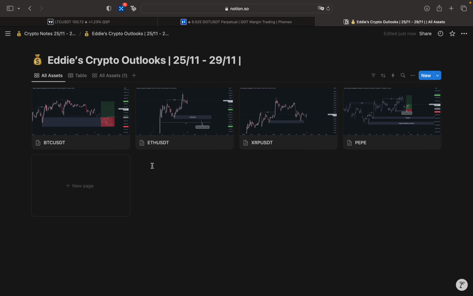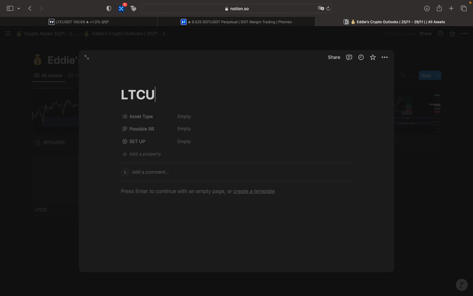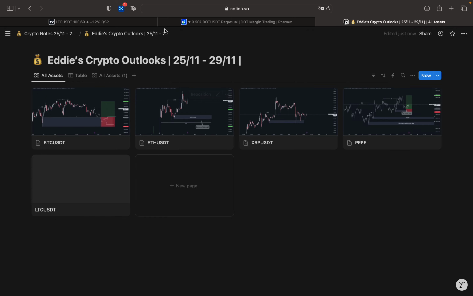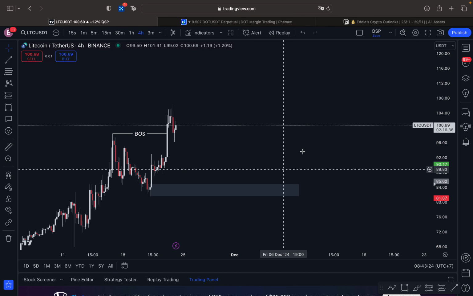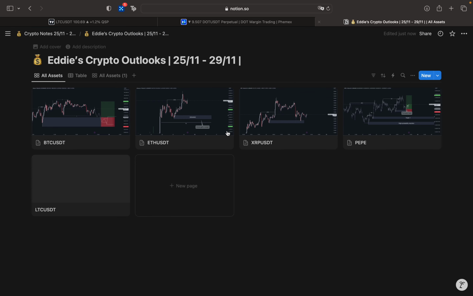M15. LTC, no, USDT. I'm tripping. So this is the H4 demand zone. Mark that out.